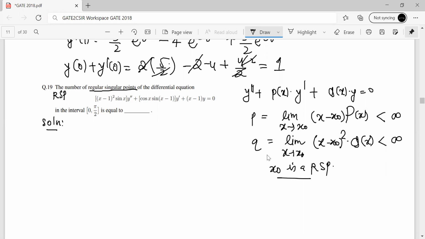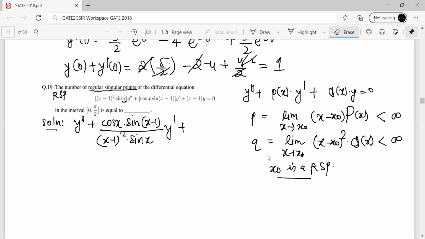So here we have got two things. Here we have to check X equal to 0 is a problem because it will make this quantity 0, and X equal to 1 is a problem. So let us first write in this manner: cos X into sine of X minus 1 over X minus 1 square into sine X into Y dash plus, I'll erase this part, which will occupy the space.